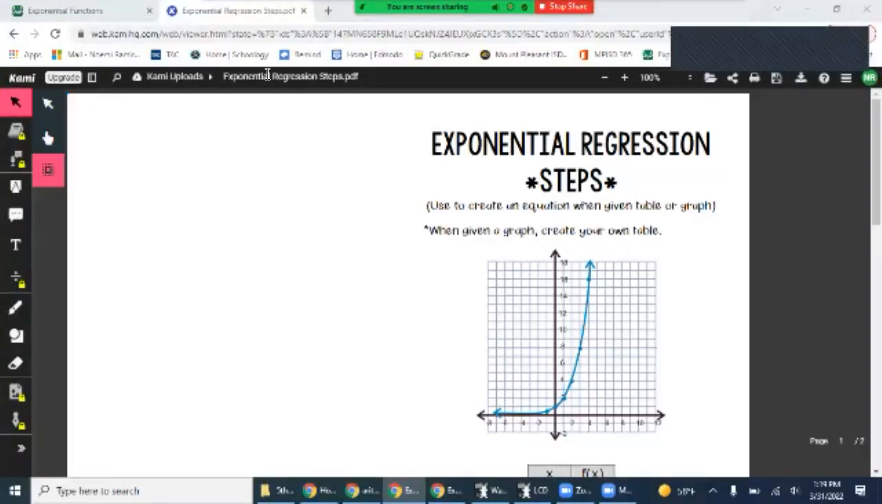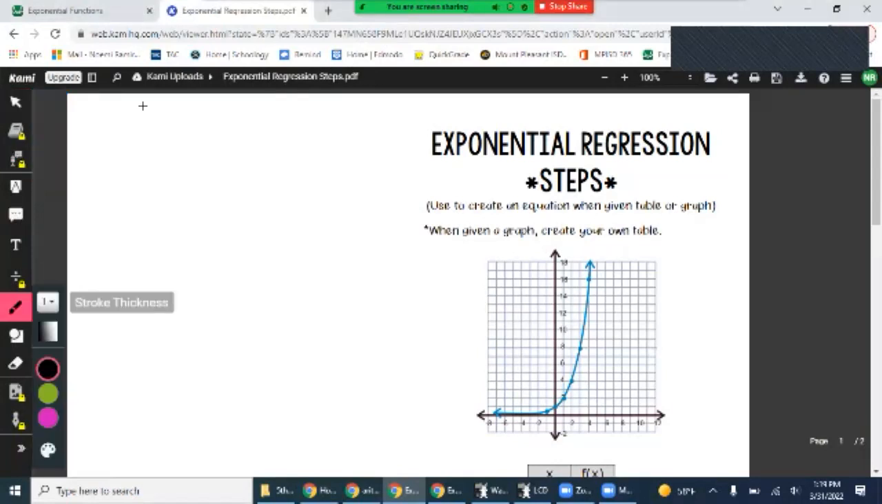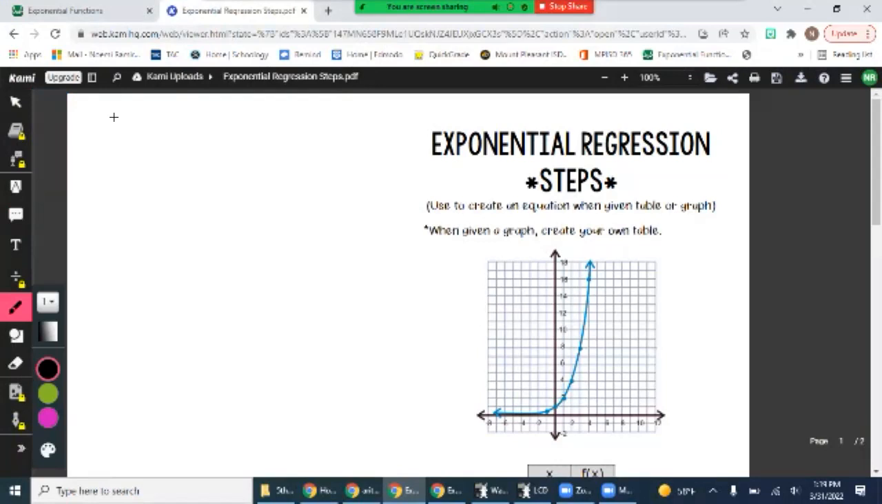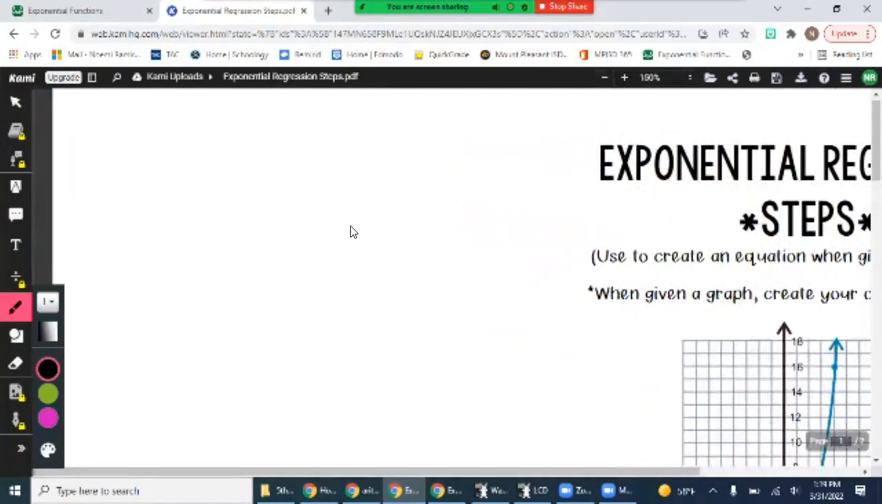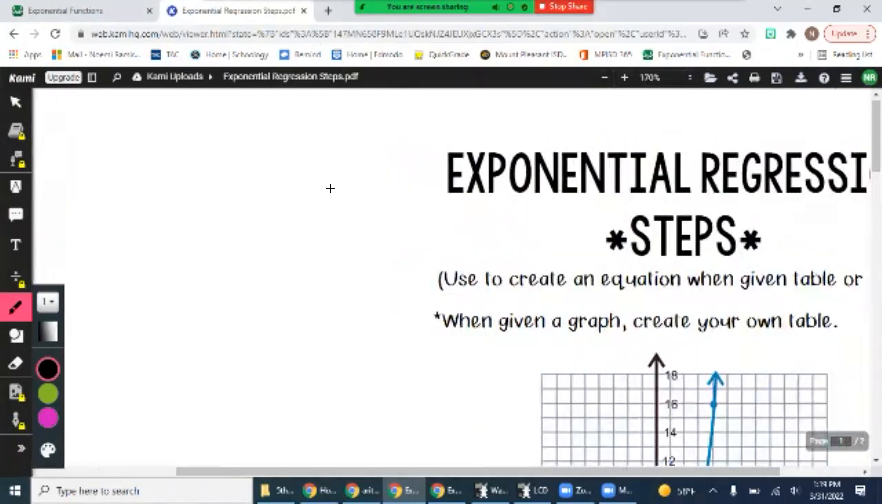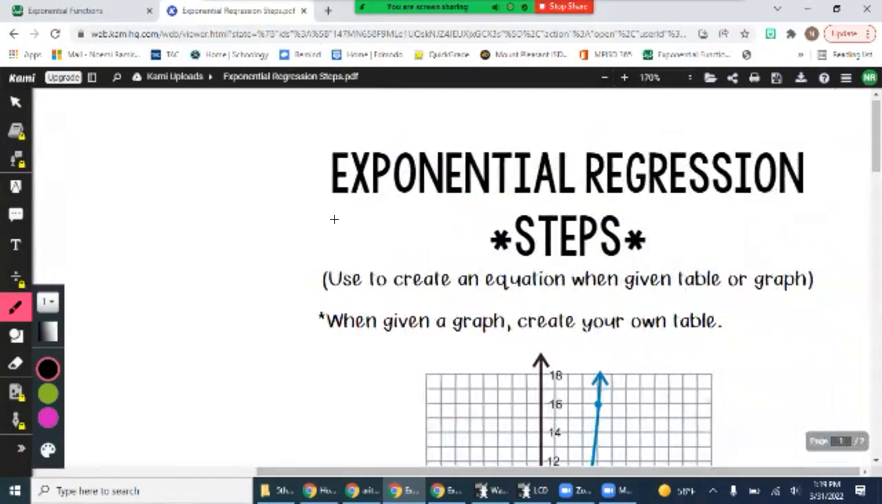All right, exponential is actually something that we have already covered before. We're just using a different option instead of the ones that we've already learned. We've already learned how to use regression for linear equations and then also for quadratic equations.